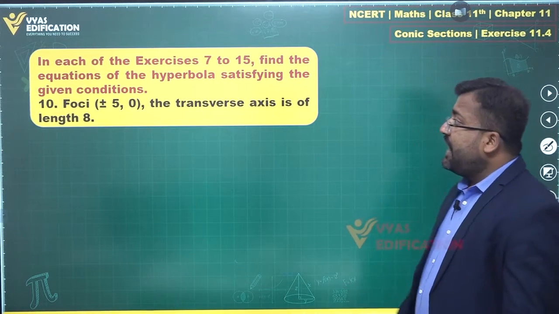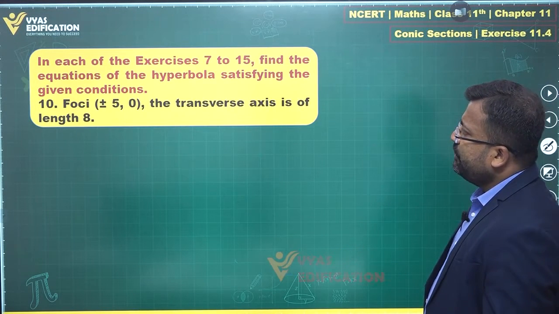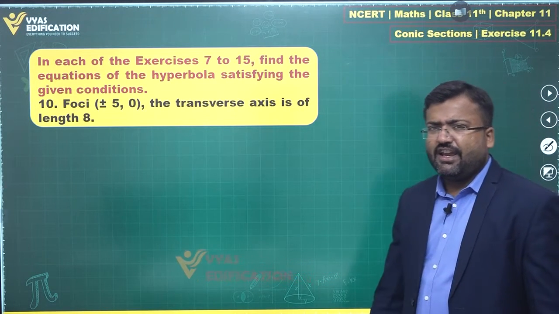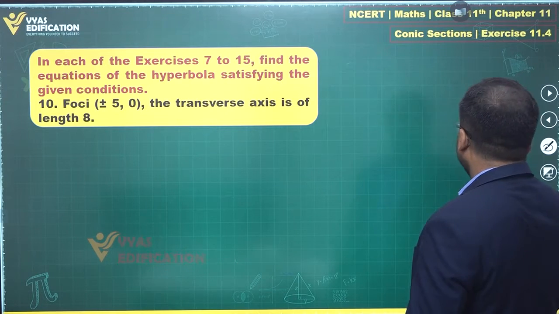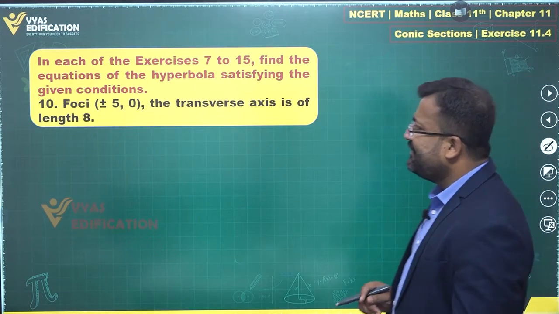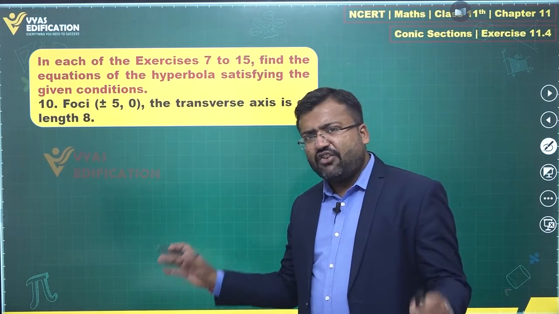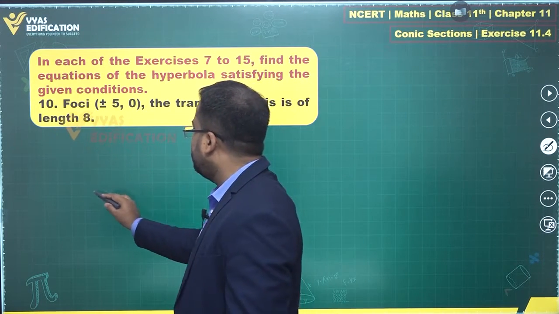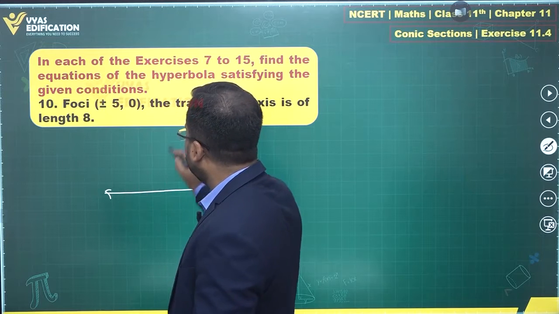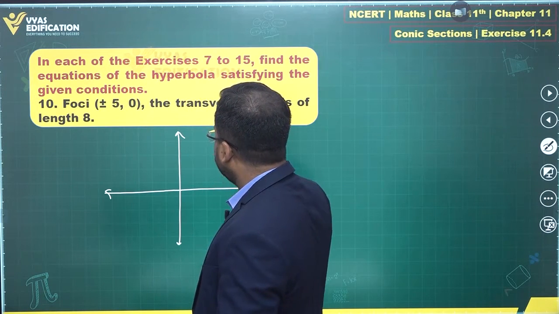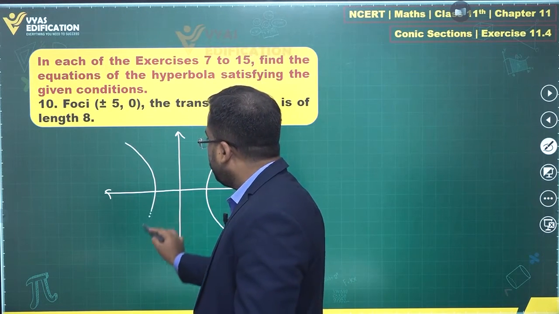In the 10th question, we have foci at plus minus 5, 0. The transverse axis is of length 8. Okay. Now we are given a different condition. Now how will we deal with this one? So foci at plus minus 5, 0 tells me they lie on the x-axis. So the transverse axis will be along the x-axis. For the hyperbola, the transverse axis will be along the x-axis, and this here will be the hyperbola.